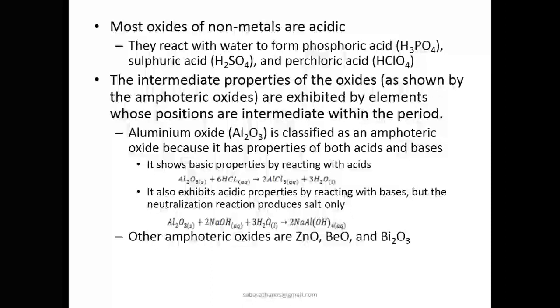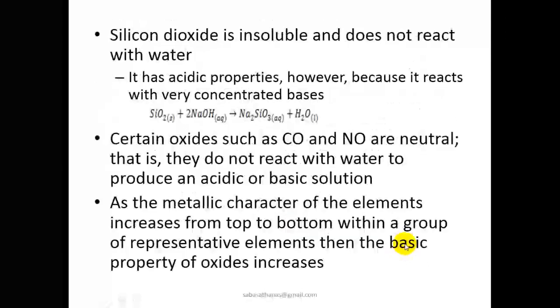classified as amphoteric because it has the properties of both acids and bases. It shows basic properties when it reacts with acid, inaonyesha basic properties, but when it reacts with base inaonyesha acidic properties, so it is amphoteric. It also exhibits acidic properties by reacting with base, but the neutralization reaction produces salt only, as you can see. Other amphoteric oxides are zinc oxide, beryllium oxide, bismuth oxide, and whatever.